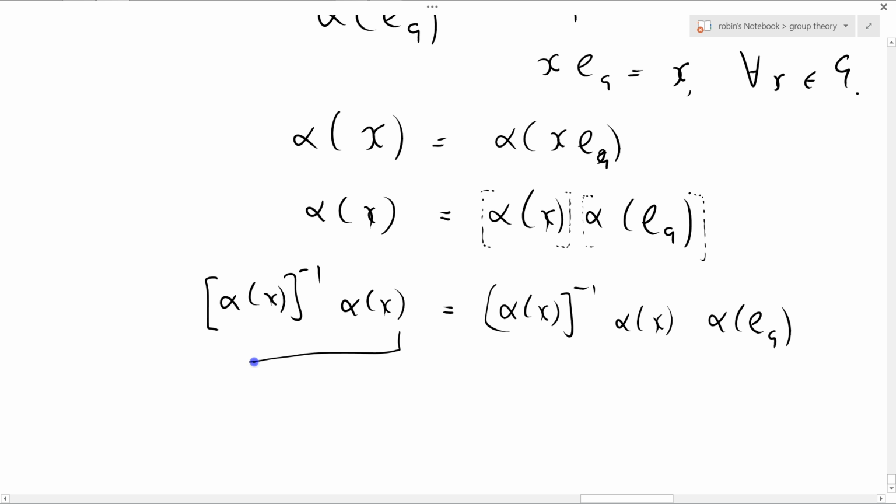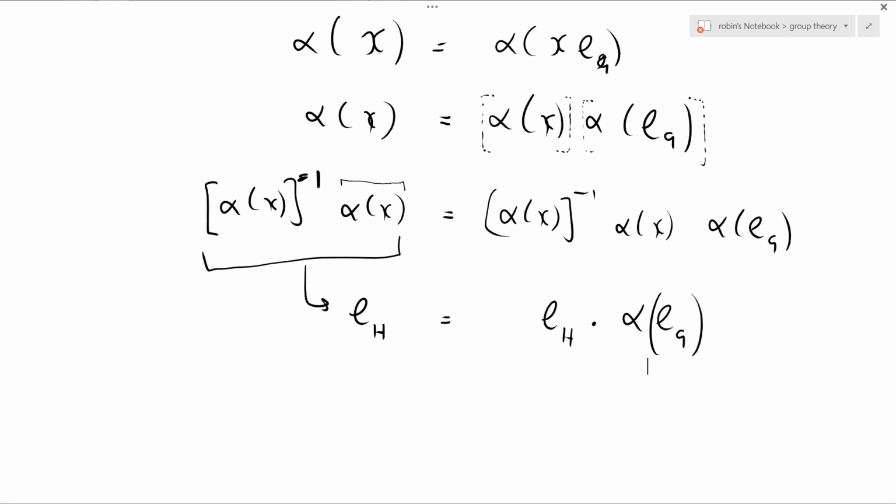So of course, this guy here is equal by definition to E_H, because this thing here is a member of H, and look, I'm multiplying it on the left by its own inverse. And so by definition, it's the identity element in H, equals the identity element in H by the same line of argument, times alpha of E_G. And so that tells me, by multiplying on the left by E_H to the minus 1, which is kind of obvious, that alpha of E_G equals E_H.